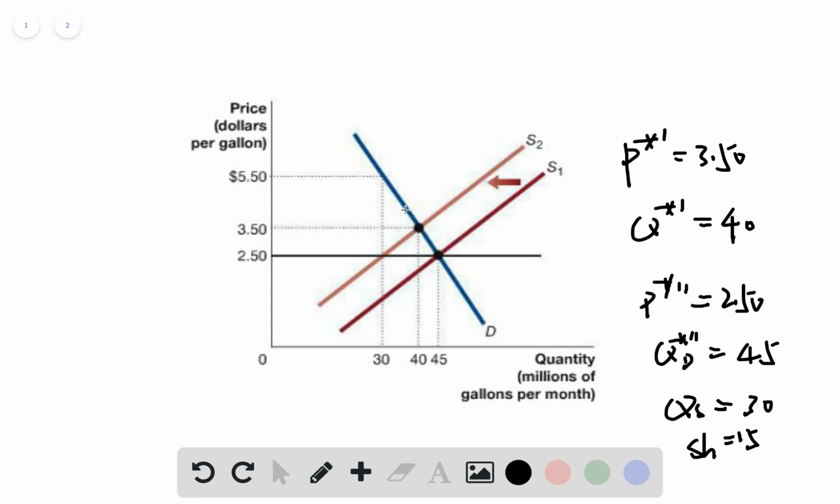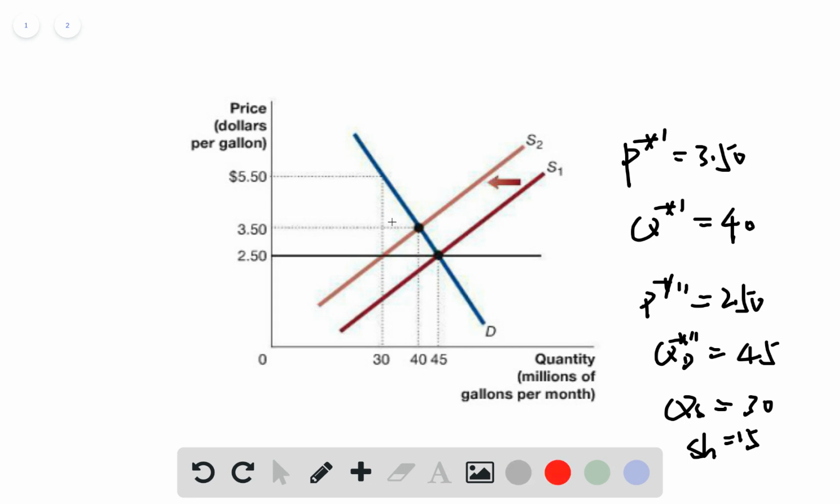Okay, and part B says that if the price ceiling is imposed and there's no black market, which means the market price for the gas is always 250, set by the government, show the area representing consumer surplus, producer surplus, and deadweight loss. So basically, we know that the quantity demanded is 45, but the quantity supplied is only 30. So the total quantity available in the market is only 30.